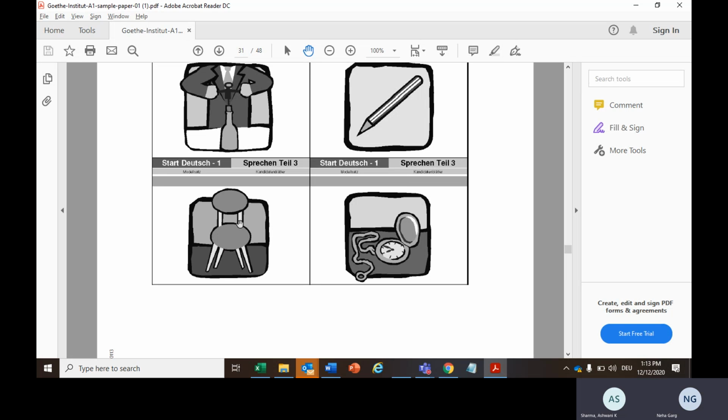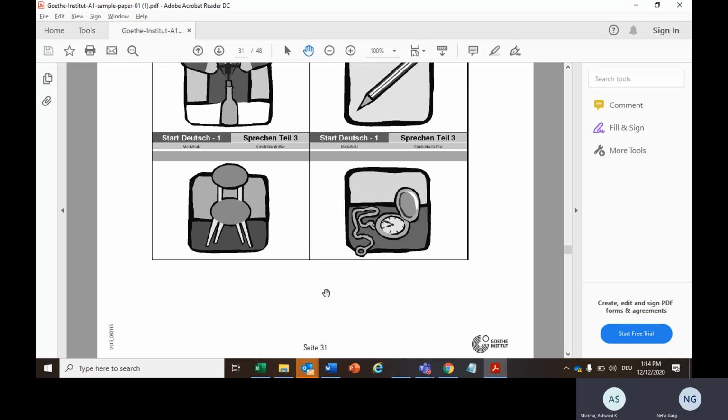Then this chair. Stuhl. Okay. So, bitte setzen Sie sich auf den Stuhl. Bitte setzen Sie sich auf dem Stuhl, correct. Okay, danke. Dann, wie spät ist es bitte? Time, no? Sechs Uhr. Okay.